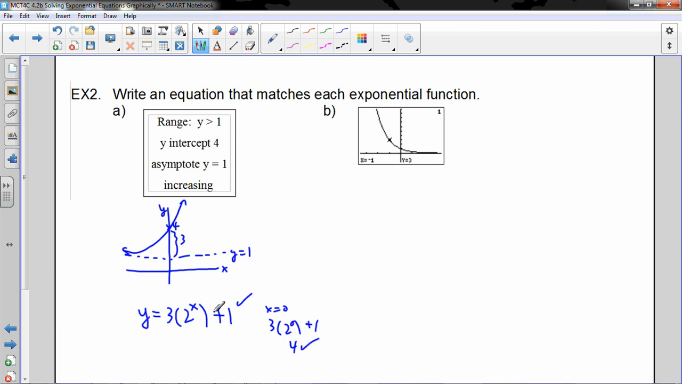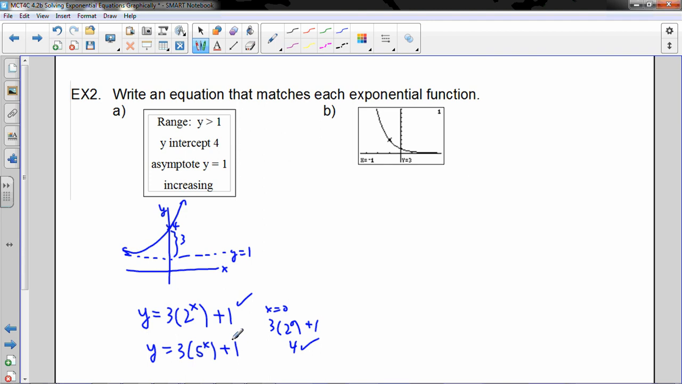Is this the only one that works? As it turns out, when we have this stretch of 3, it doesn't really matter what the base is, as long as it's an exponential growth function, the stretch will make it work out. So this one would work as well, right? Because again, x is 0, going to make this 1. 3 times 1 is 3, plus 1, and that one works as well. And actually, there's lots of ones that do work here.